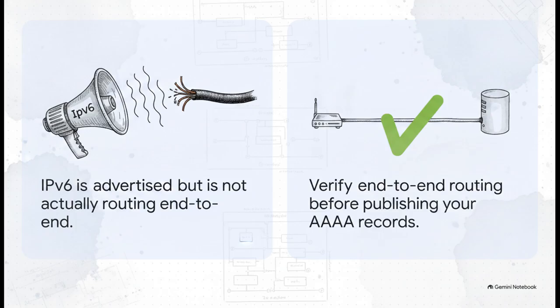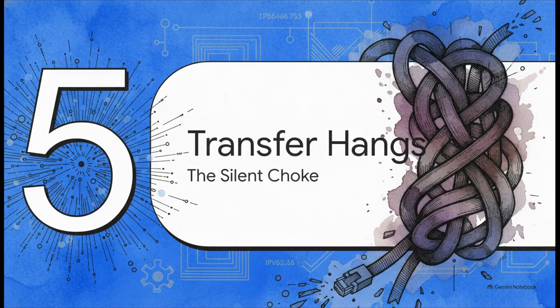Think about it. If you publish the record but the route is broken, Happy Eyeballs will just silently bail you out to IPv4. Your users won't complain, but your IPv6 deployment is effectively a ghost. Bringing us to Section 5, Fix Large Transfer Hangs, the silent choke.